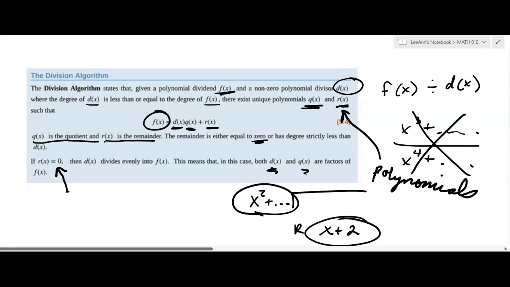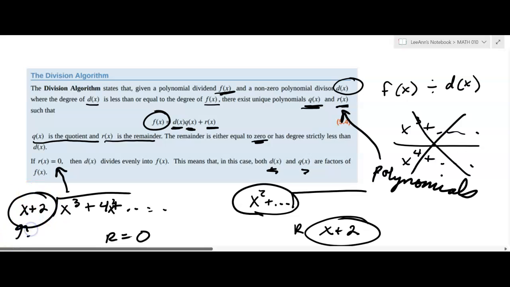So let's say you have some polynomial you're dividing. Say you're dividing x plus 2 into, I don't know, x cubed plus 4x squared plus some stuff, okay? And then it works out that the remainder equals 0. Then what that means is this is a factor. And we like factors because that tells us things, right? So we've seen that earlier in chapter 5.